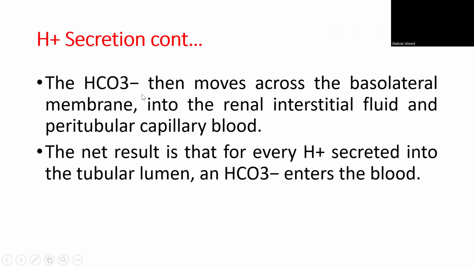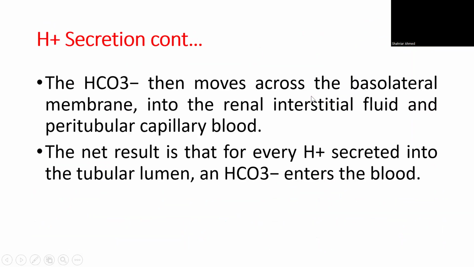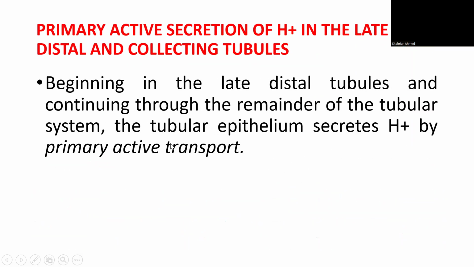We have discussed that up to the early distal tubule, hydrogen ion is secreted by sodium-hydrogen counter transport. But from the late distal tubule, hydrogen ion is secreted by primary active transport, beginning in the late distal tubule and continuing through the remainder of the tubular system. The tubular epithelial cells secrete hydrogen ion by primary active transport.